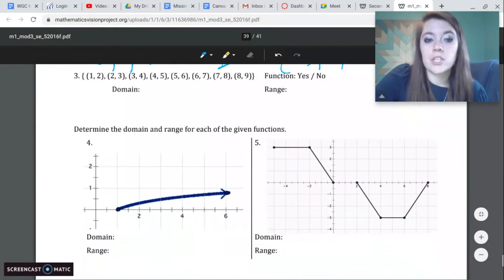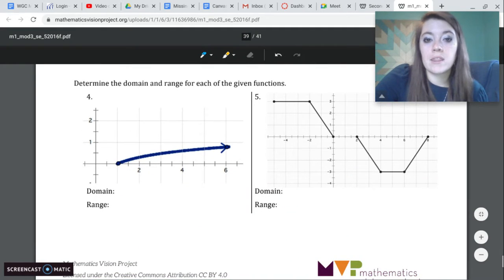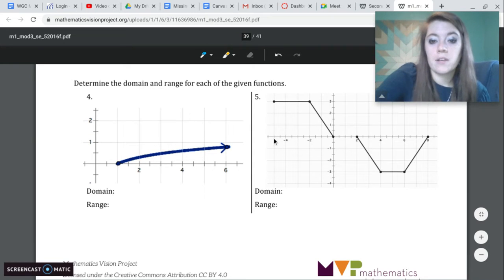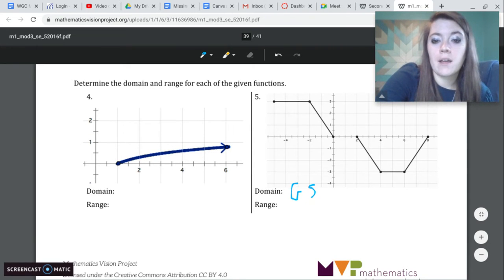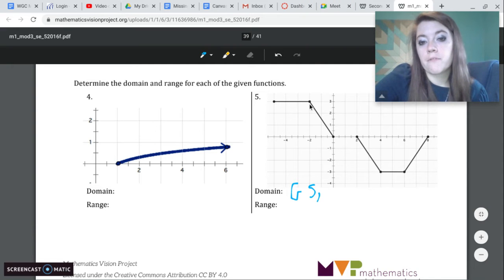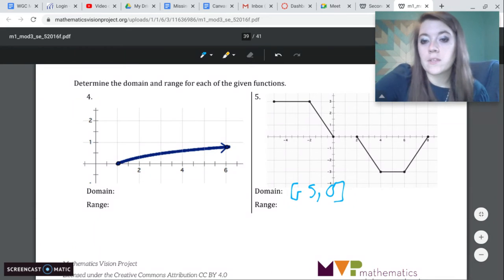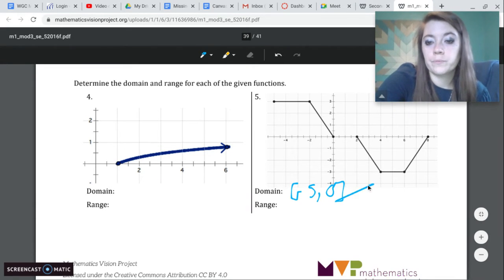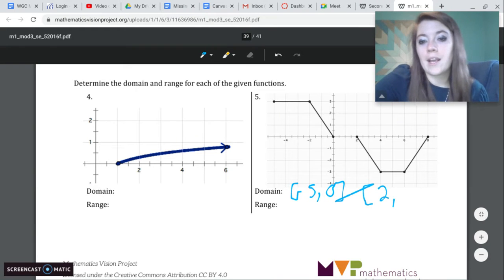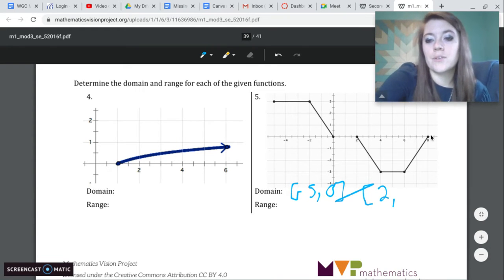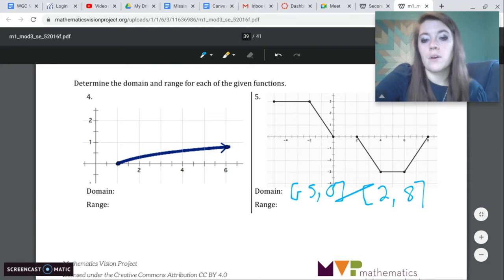All right, the next section: determine the domain and range of each of the given functions. We're going to do number 5 together. Domain, remember, is our x values. So this is over here at -5. Domain starts at -5, and this part of the function goes all the way to 0 on the x-axis. Then the second part of the function starts at 2, and it goes all the way over to 8. So there's our domain: -5 to 0 and 2 to 8.